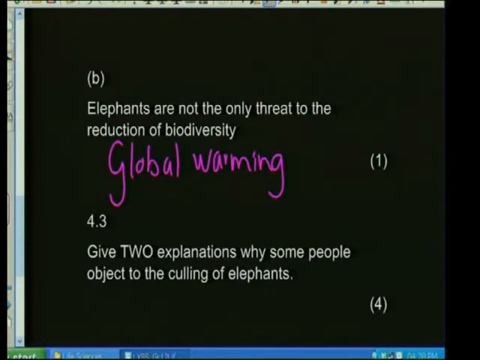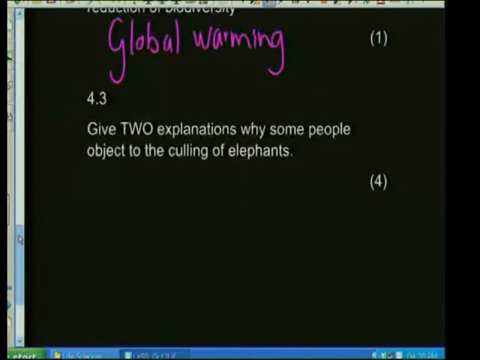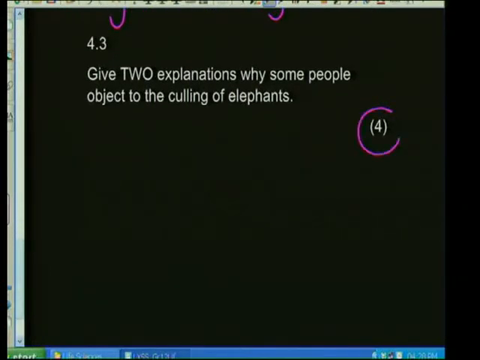So global warming was your answer there, the other threat. Now, next question, if you have a look at the mark allocation, 4 marks. And it asked you to give 2, you know the rule by now, first 2 answers only, and the word after 2, very important, is explanation. So you now need to give 2 explanations why some people would object to the culling of elephants.